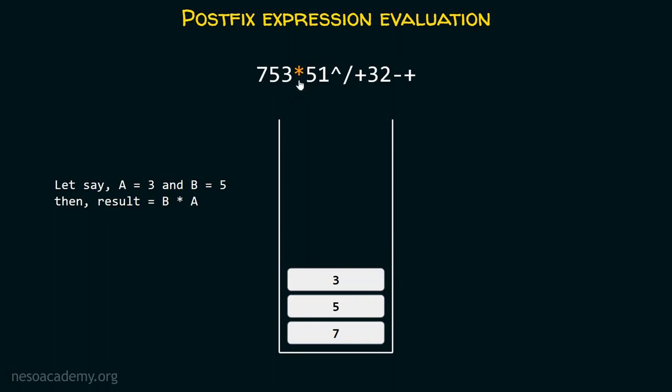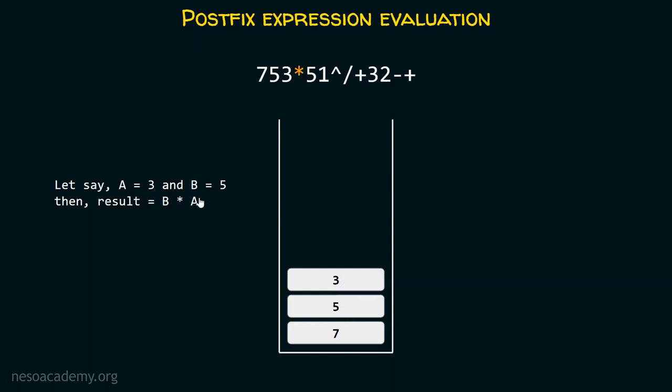We know that whenever we encounter an operator, we have to take the previous two operands and apply the operator onto these operands. That's what we are doing here. We are using stack for this purpose. We know that these are the two topmost elements of the stack. We'll apply this operator onto these two operands, which means we'll perform multiplication of these two numbers.